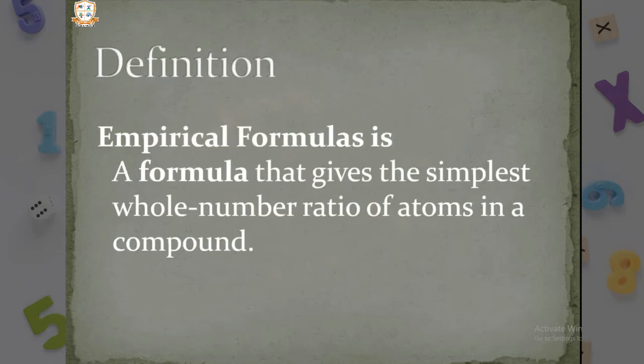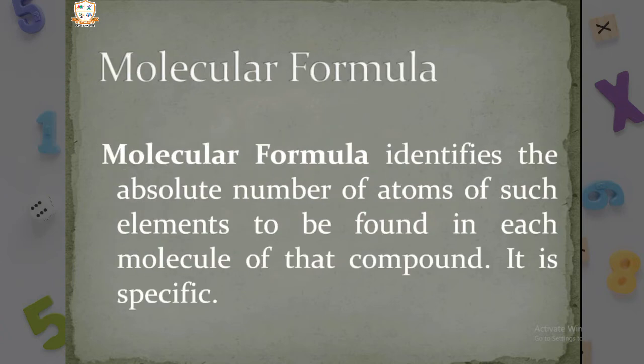So what is empirical formula? Empirical formula is a formula that gives the simplest whole number ratio of atoms in a compound. There are mainly two types of formula, empirical formula and molecular formula. Molecular formula identifies the absolute number of atoms of each element found in each molecule of that compound. Molecular formula is very specific, but empirical formula is not specific. It only tells the ratio of the elements present.